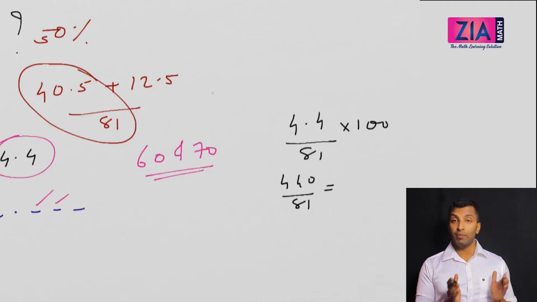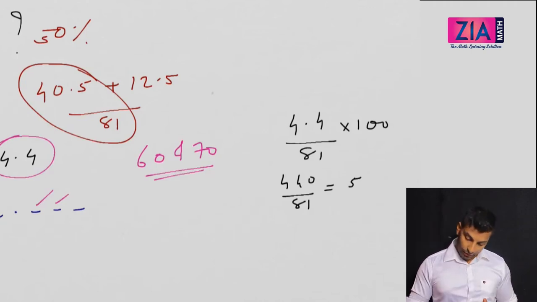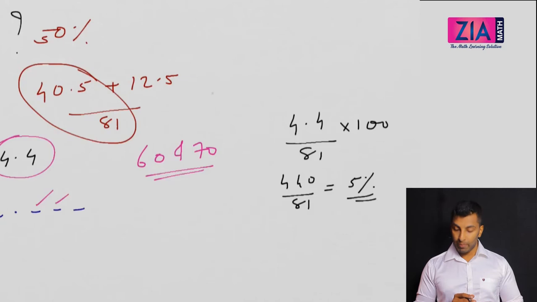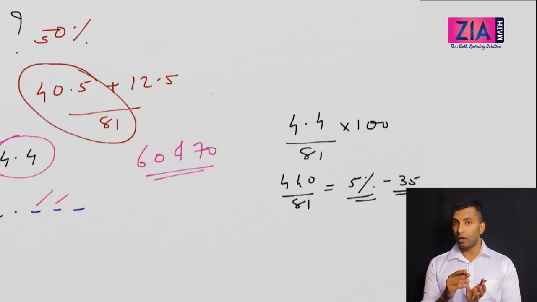How much percentage can you remove from that? You can get 5%, right? 440 by 81 means 5 is what you will get, and then you will get some remainder, 35. Let's keep that remainder aside, because you may need to use it. Depending on the option, if the options have decimal values, you need to do more calculation with the remainder that we got here.